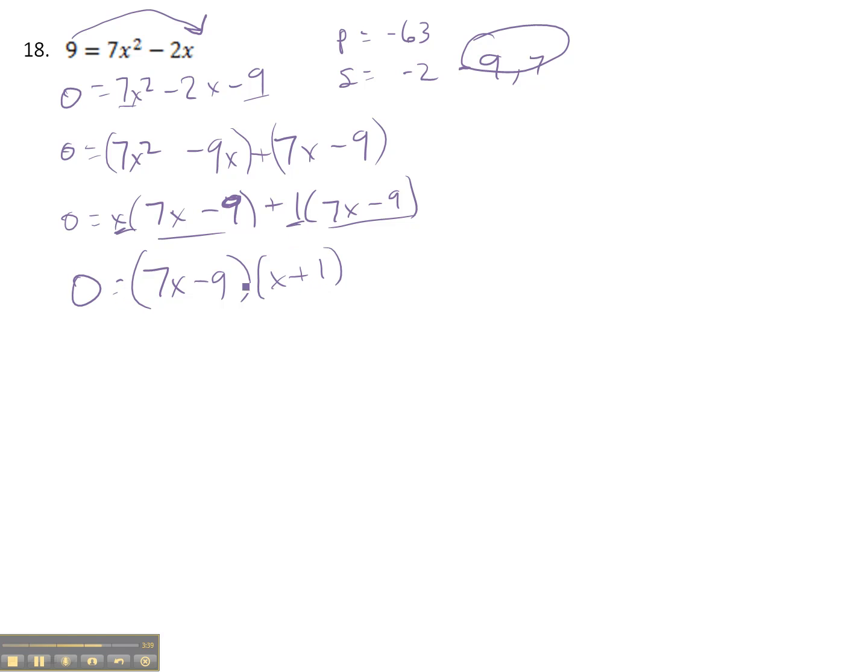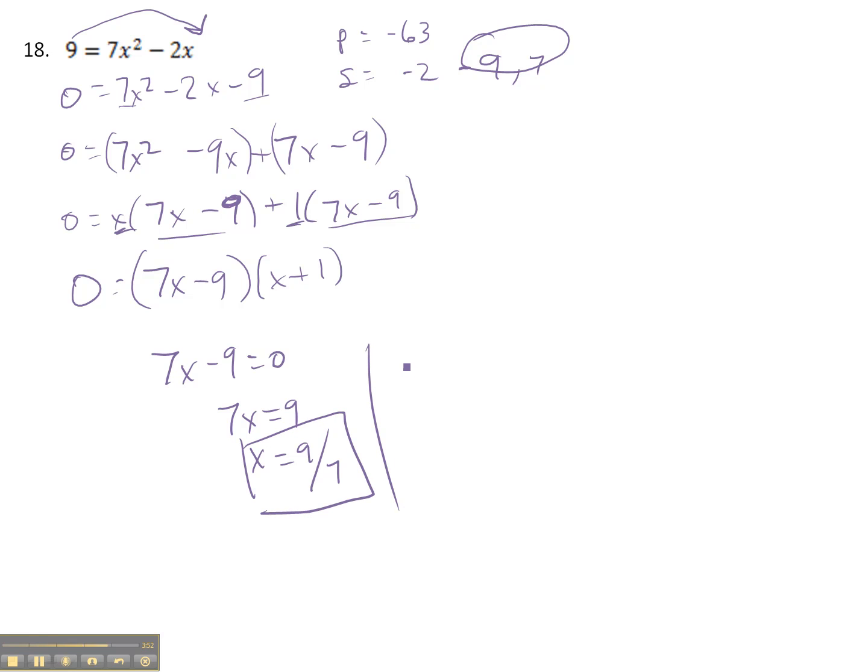Still equals 0. So now set both of these factors equal to 0. 7x minus 9 equals 0. Add the 9 over. Divide by 7. Or x plus 1 equals 0, so x equals negative 1. And that's the end.